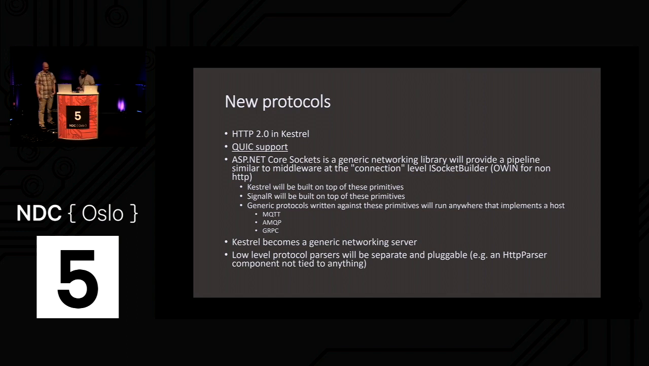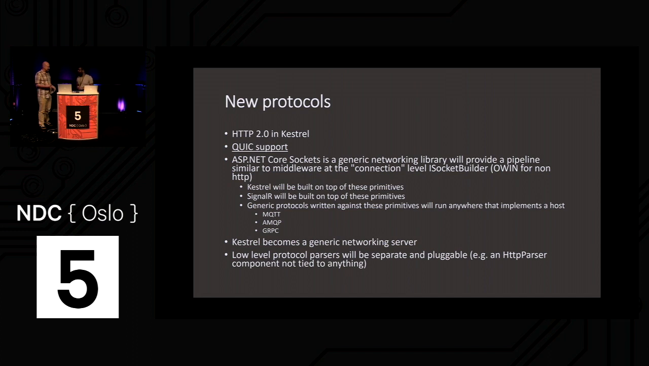Perfect. He's gone. So we're also building this thing called ASP.NET Core Sockets. If you've seen our demos before at Build, it's a bad name, but it's a brand new library, and the whole idea is that we want to build a low-level abstraction for connections, kind of like OWIN and middleware for sockets for low-level programming.